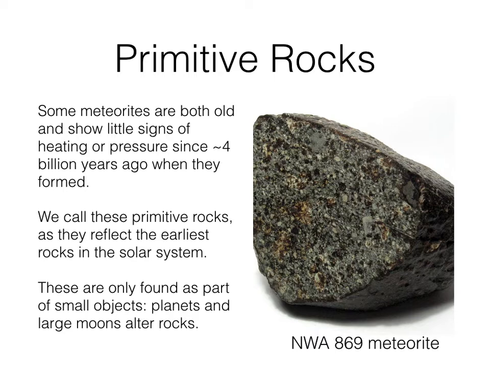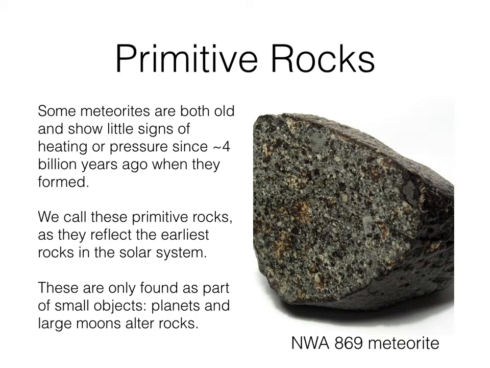Now, some meteorites are old, but they also show very little signs of having changed. From radioactive dating, which we'll cover later, we know that they formed over 4 billion years ago. But there's been very little sign of any sort of change since then. These meteorites have been floating around the solar system until they enter Earth's atmosphere, make it through, and hit the ground. So not all meteorites are like this, but some are.